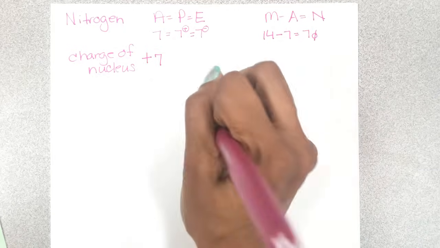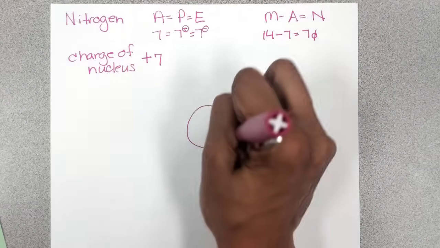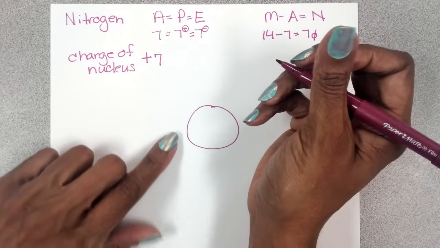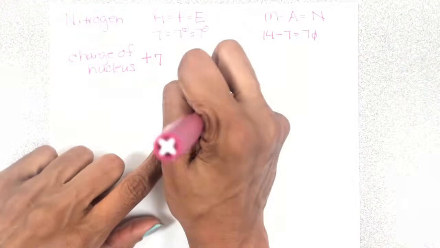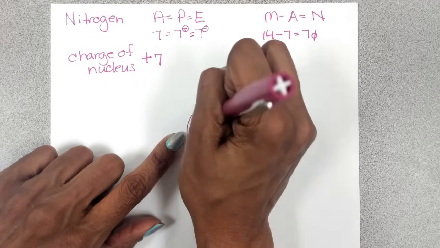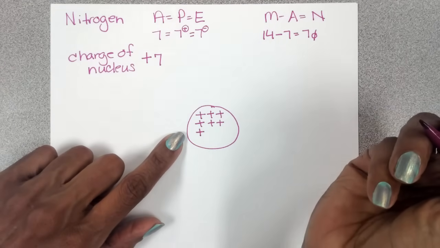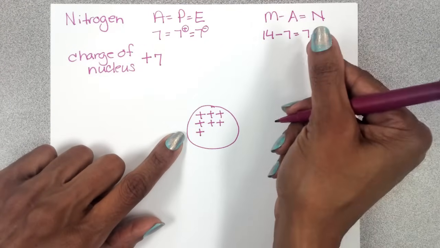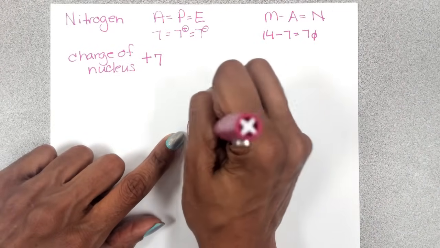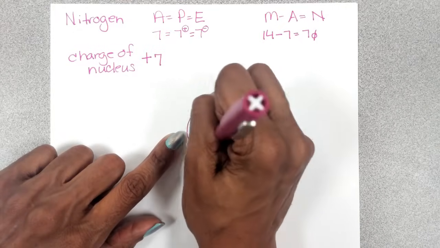So let's draw it out. We're going to draw out the long version this time. Okay? So I have 7 protons. 1, 2, 3, 4, 5, 6, 7. I have 7 neutrons. 1, 2, 3, 4, 5, 6, 7.